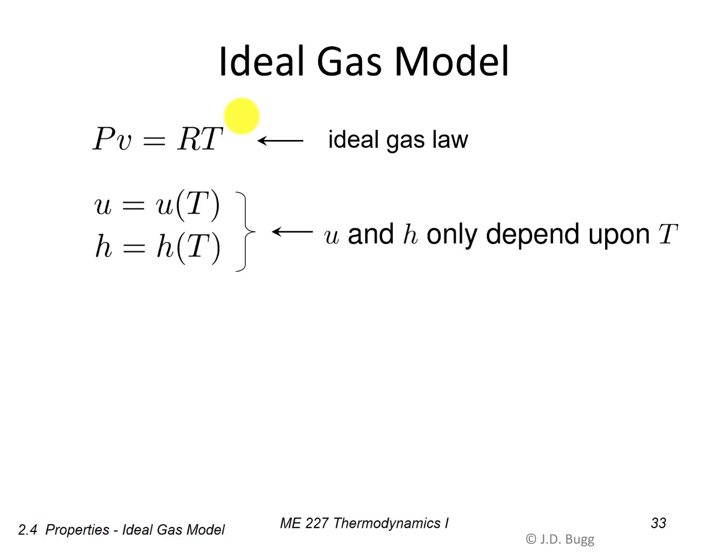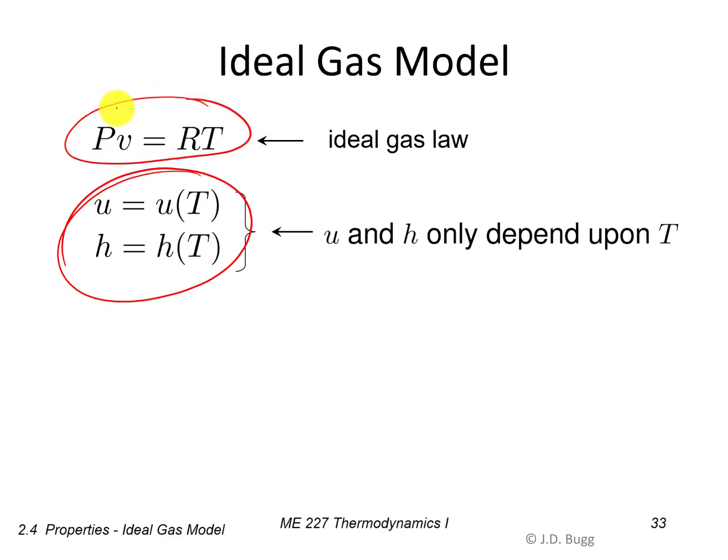So we want to start to get used to the fact that if we're dealing with an ideal gas and we know the temperature, that also tells us the internal energy and the enthalpy. So temperature becomes a very important property when we're dealing with ideal gases because it tells us the internal energy and the enthalpy. Both of these things, the ideal gas law and the fact that internal energy and enthalpy become only functions of temperature, are equally important aspects of the ideal gas model.